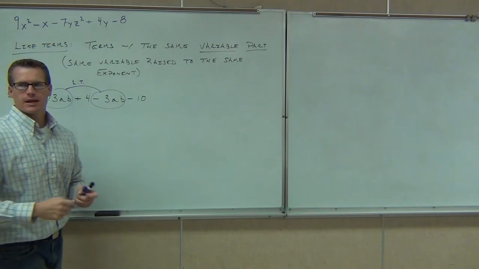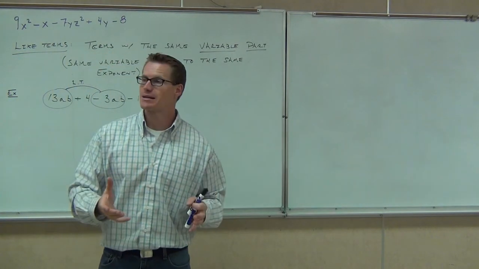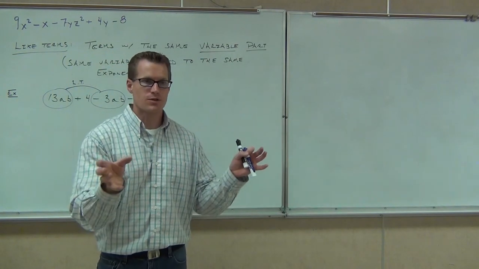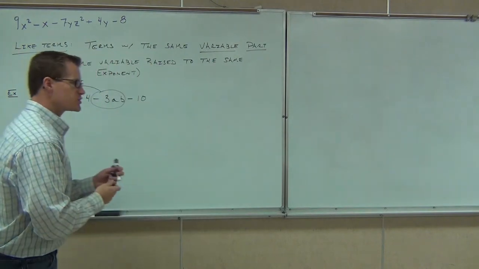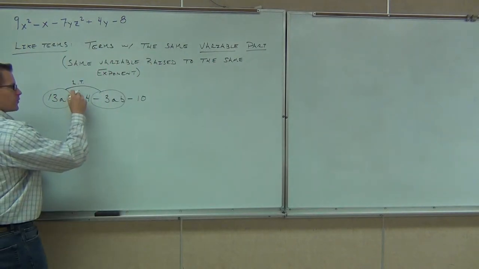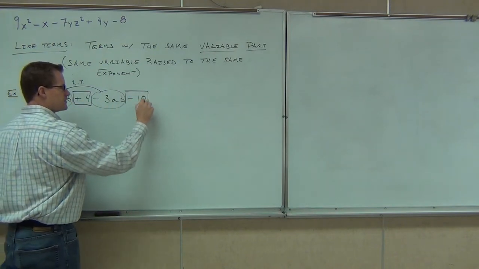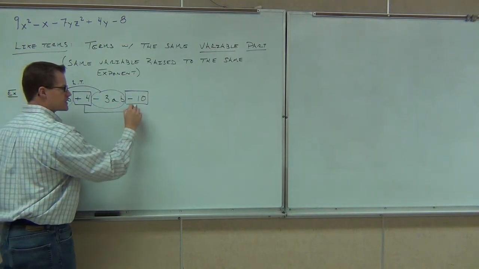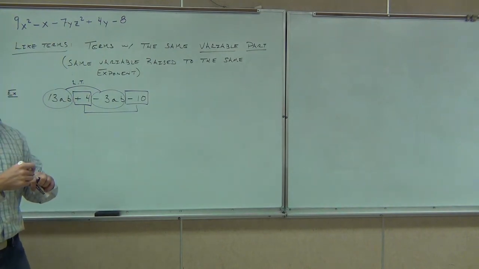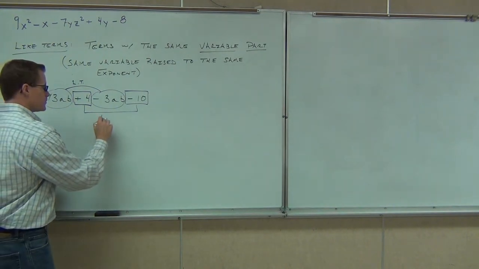By the way, any constant terms are automatically like terms. They're all the same. So constant terms have one class. Anytime you see just numbers like the 4 and the negative 10 over here, which we consider to be negative 10 because we could write the plus negative, those are automatically like terms as well.